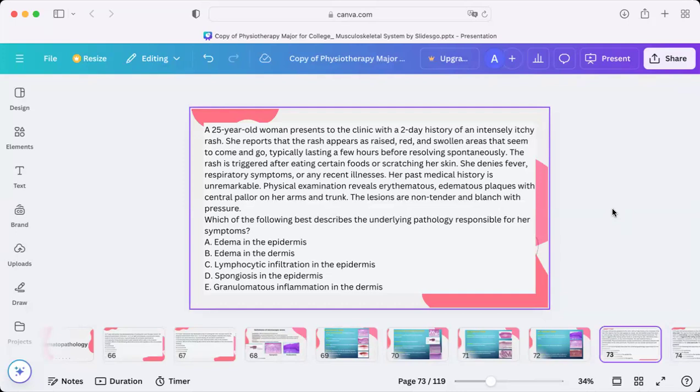Which of the following best describes the underlying pathology responsible for her symptoms? Is it edema of the epidermis, edema of the dermis, lymphocytic infiltration in the epidermis, spongiosis in the epidermis, or granulomatous inflammation of the dermis? Guys, what does our patient have over here? What's her diagnosis and why? Hives, good answer. Urticaria, good answer. Allergy, good job. What physical finding on her physical examination is making you think of hives?